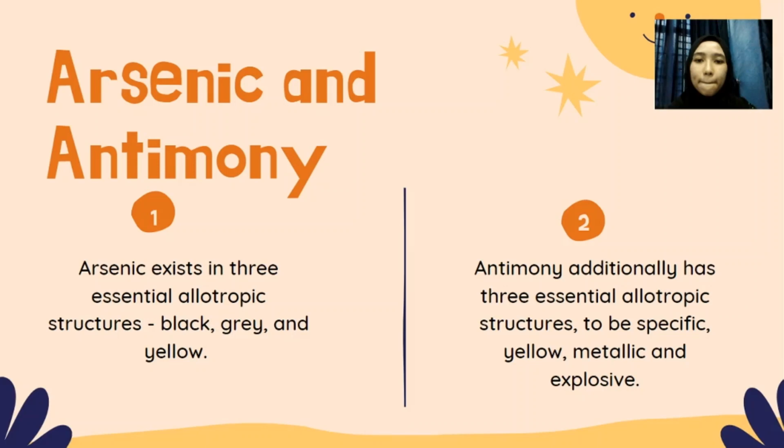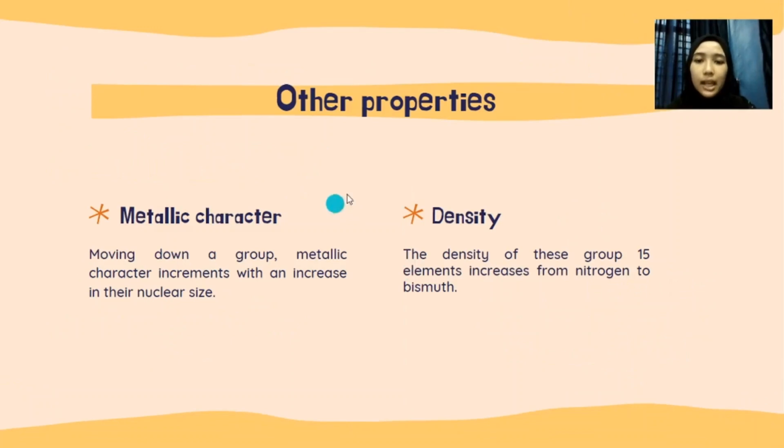For arsenic, there are three essential allotropic structures: black, gray, and yellow. Antimony also has three allotropic structures: yellow, metallic, and explosive. Other physical properties in group 15 are metallic character and density.